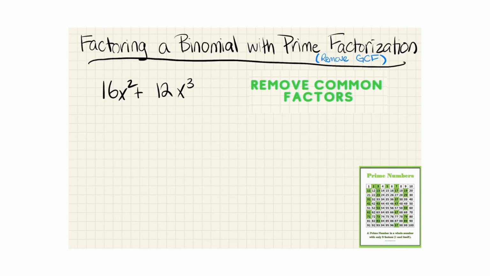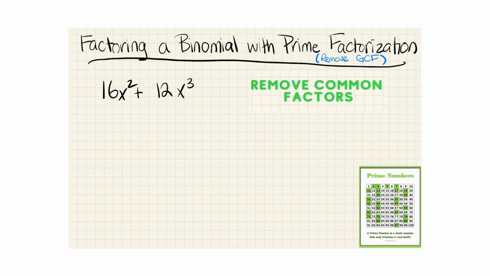Everyone, so today we're going to talk about factoring a binomial, and we're going to be doing that by removing the greatest common factor from each term. And we're going to be working with those prime factorization skills we've been working on. So if we look over here at our first question, we have a binomial, so two terms, and we're going to start by finding the prime factors of those terms.